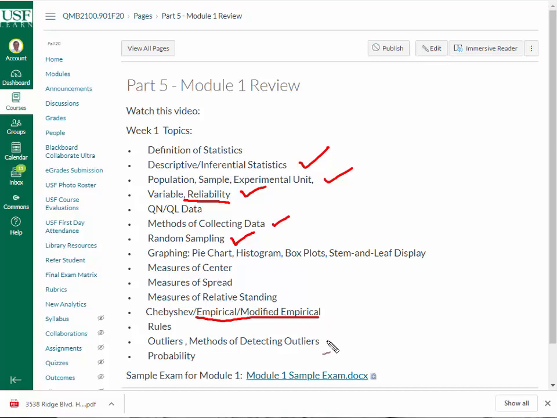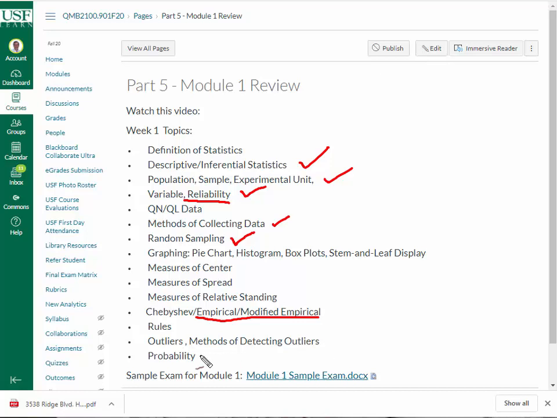And then we talked about outliers and methods of detecting outliers. We saw 2 different ways of doing it. There's the z-score method and there's the box plot method. I think you got a little bit of practice with both of those in your project, but you should be able to identify the outliers in your data set using one or both of those techniques.